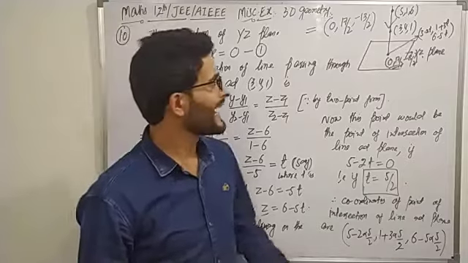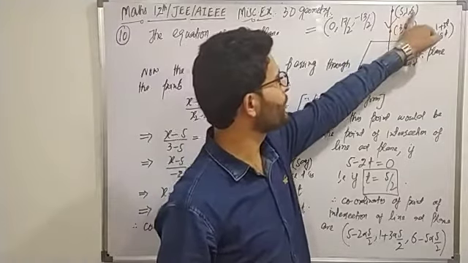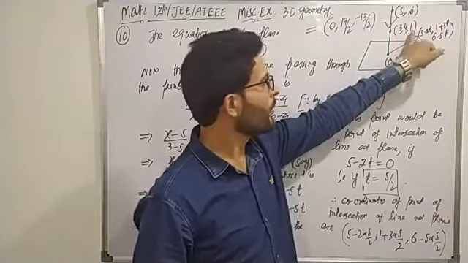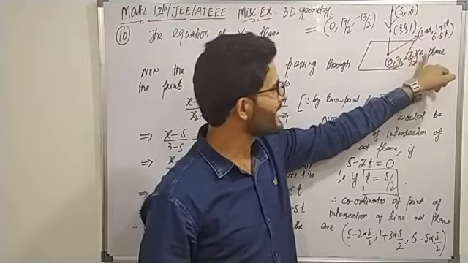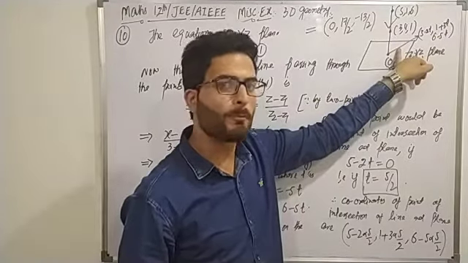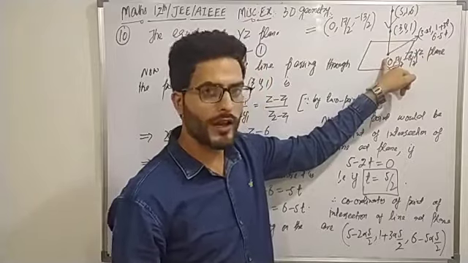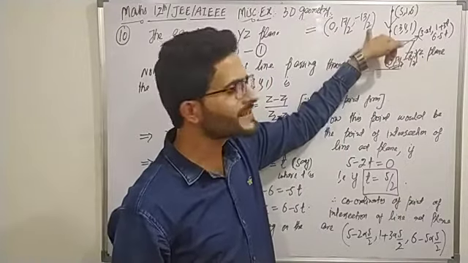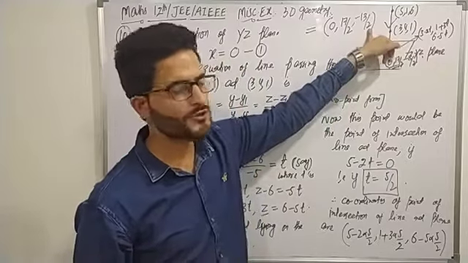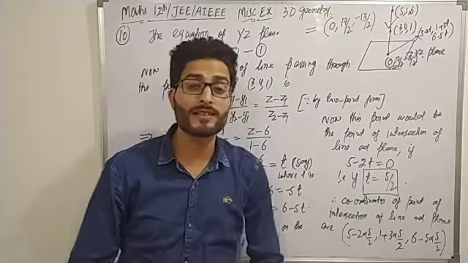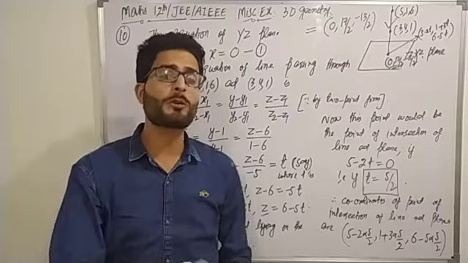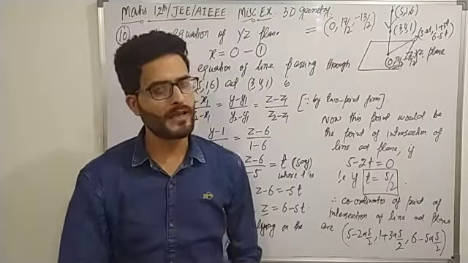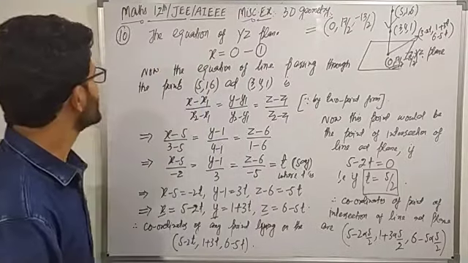So a line passing through the points (5, 1, 6) and (3, 4, 1) intersects the YZ plane at a point, and the coordinates of that point will be 0, 17 divided by 2, minus 13 divided by 2, right? So these must be the coordinates of the point of intersection of the line passing through the points and the YZ plane. So that was all about question number 10.